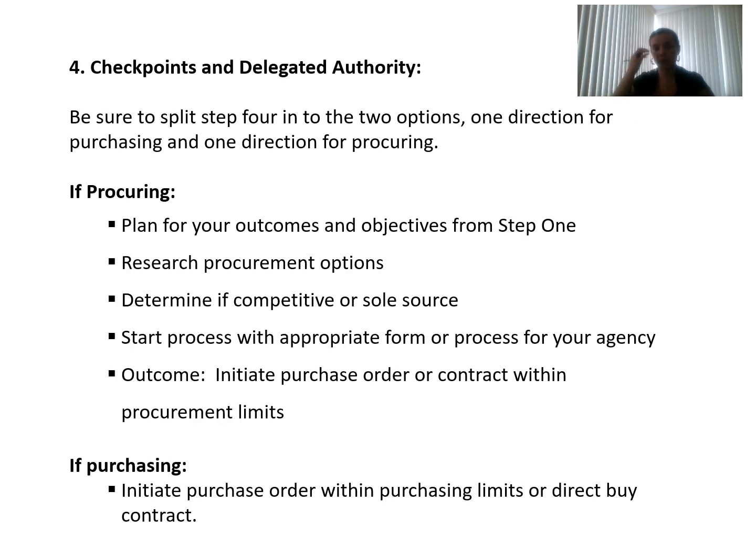At this point, you need to check delegated authority. What this means is you need to be sure which direction should be taken. If procuring, plan your actions and objectives from step one to define the needs and then the scope. Research procurement options, determine if competitive or sole source, start the process, and the outcome should be the initiation of the purchase order or contract within procurement limits. If there is urgency, only initiate the purchase order within purchase limits by contract.